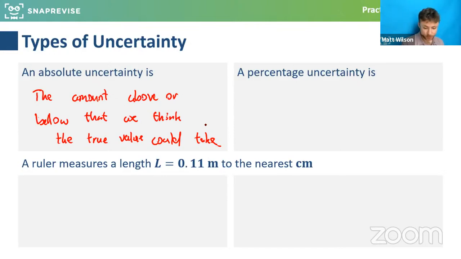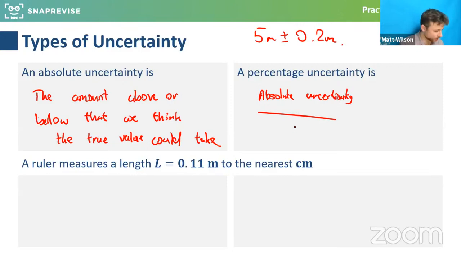Let's say you know the absolute uncertainty. So you could have something like, I know some measurement to be 5 meters plus or minus 0.2 meters. That's saying the amount above or below that the true value could be from my result of 5 is 0.2 meters either side. So I think the true value is between 4.8 and 5.2. Sometimes we care more about percentage uncertainty, which is the absolute uncertainty divided by the actual value and then multiplied by 100. So we'll take a look at an example of calculating each of these things.